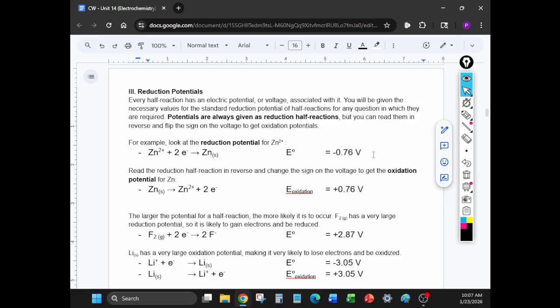Now, if you want to flip it to get the oxidation one, it's very simple. It's just like enthalpy. When you flip the reaction, the electrical potential becomes the opposite sign, so it goes from negative to positive.